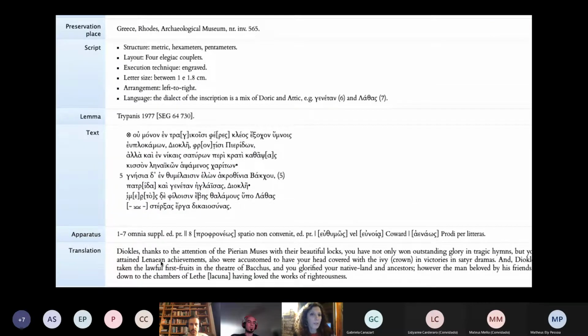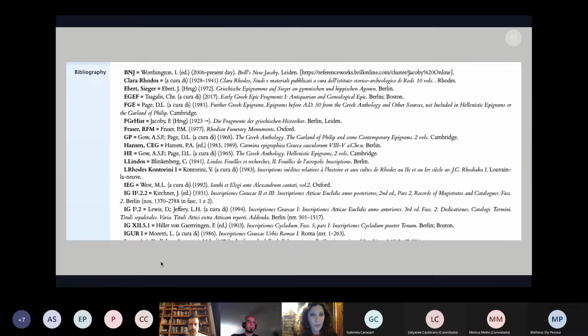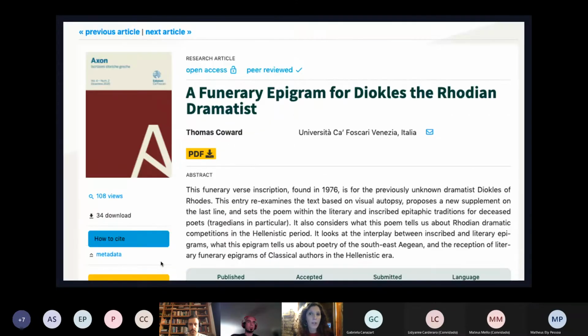And then if you want to go deeper, and after you created the entry, you want to publish it in a proper publication, you have the journal, and so you can create a commentary that will be linked to the entry in the database, and you will have a proper article and so on.